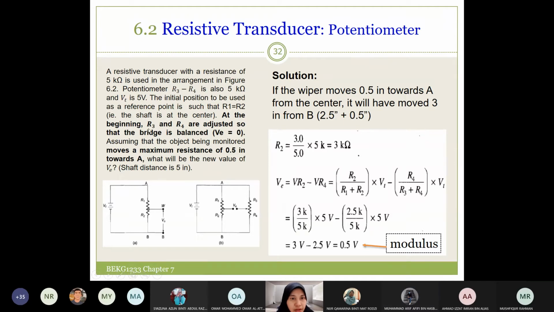At the beginning, R3 and R4 are adjusted so that the bridge is balanced, meaning that VE is equal to 0. And then the object is moved from the center. It moves 0.5 towards A, here.